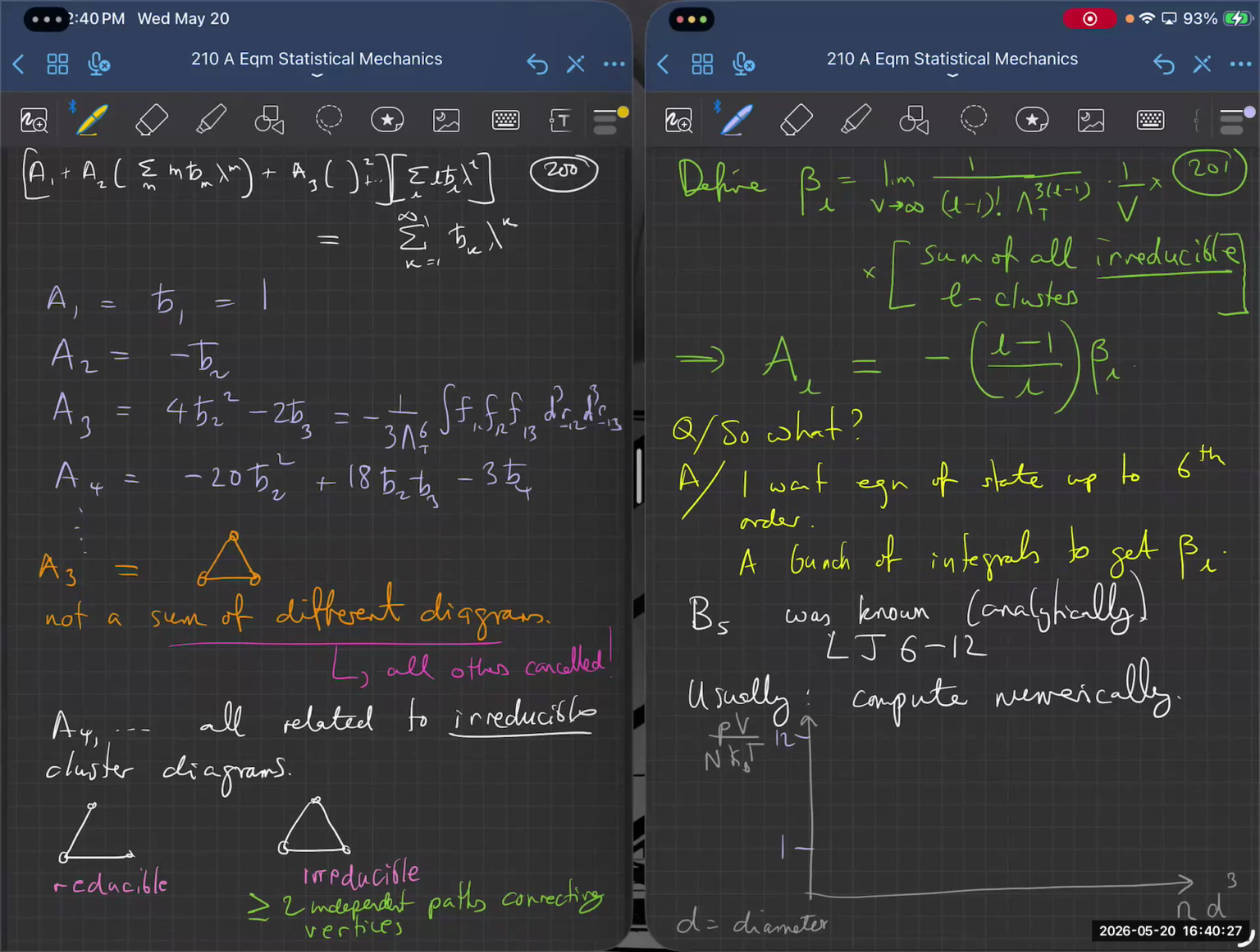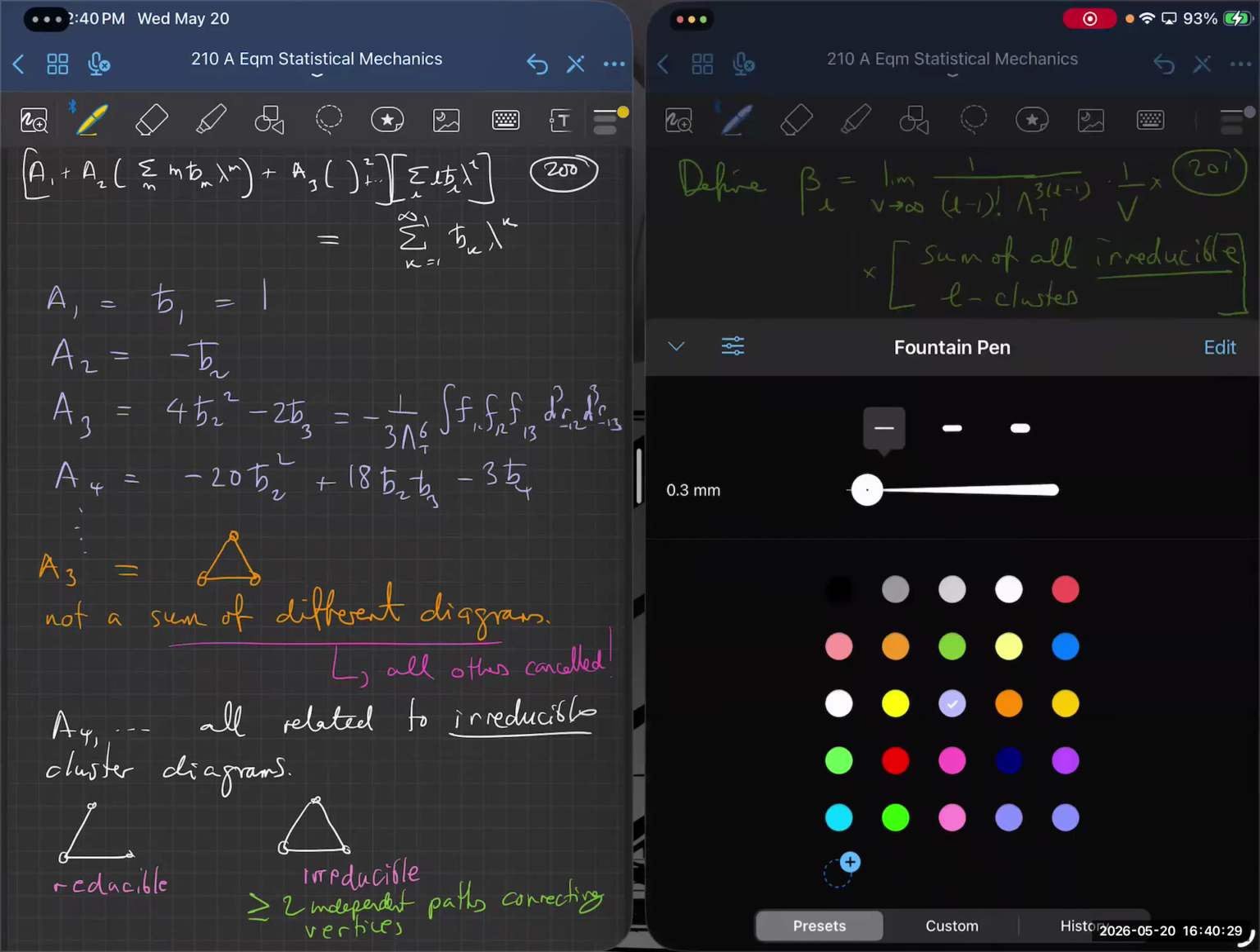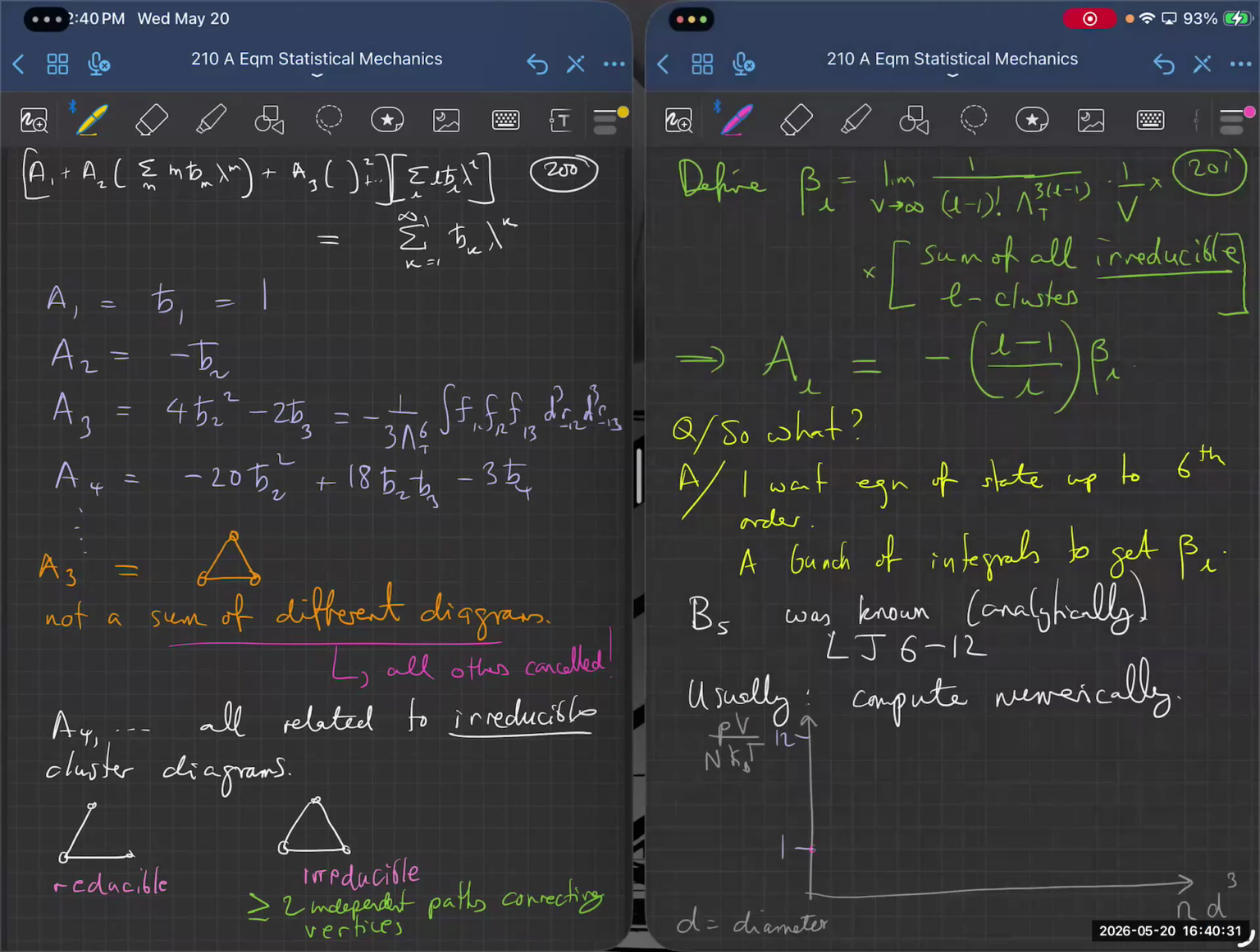And at low densities, you will have the ideal gas equation of state. So this will be 1. That's what we expect it to be. And if I compute just up to the second order, then what I get is something that looks like that. So that's computing just up to the second virial coefficient.